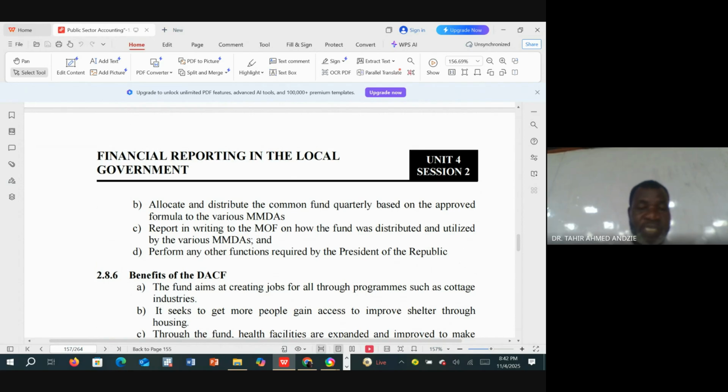then report in writing to the Ministry of Finance on how the fund was distributed, realized and utilized by the various municipal, metropolitan, municipal and district assemblies, and then perform any other functions that are required by the President of the Republic.